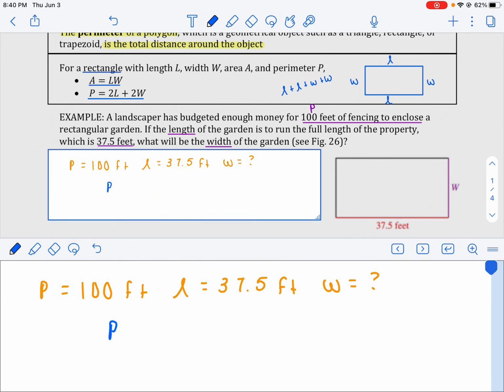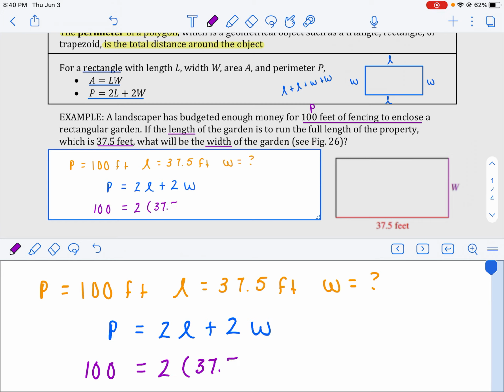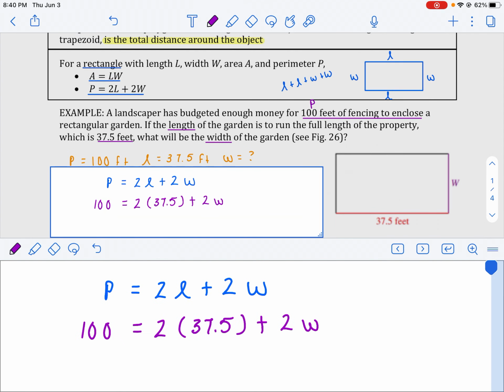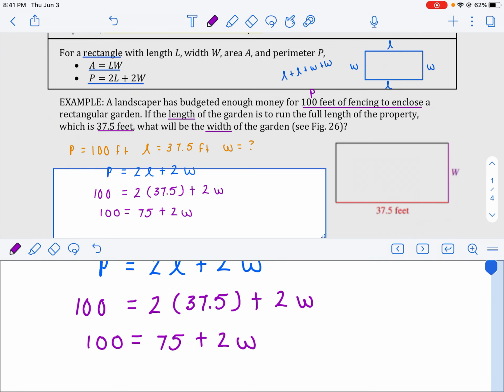So if we have our formula, perimeter is equal to 2 times the length plus 2 times the width, let's fill in what we know L and P to be. P, perimeter, is 100 equals 2, and then instead of writing L, we're going to write what L is equal to, the 37.5, plus 2W. So before we can solve for W and get it all alone, we do in fact need to simplify. We can multiply 2 times 37.5 to get 75. So 100 equals 75 plus 2W.